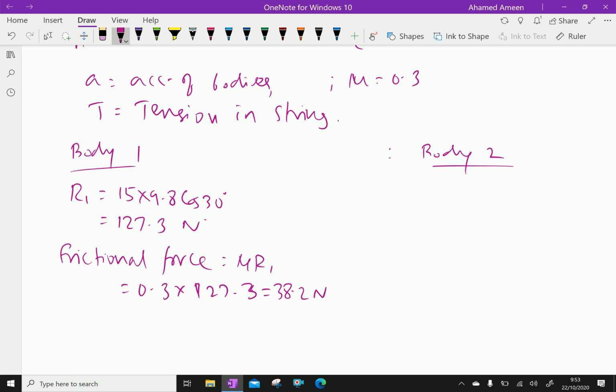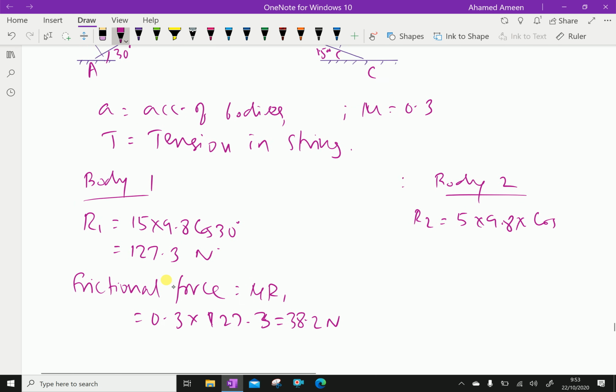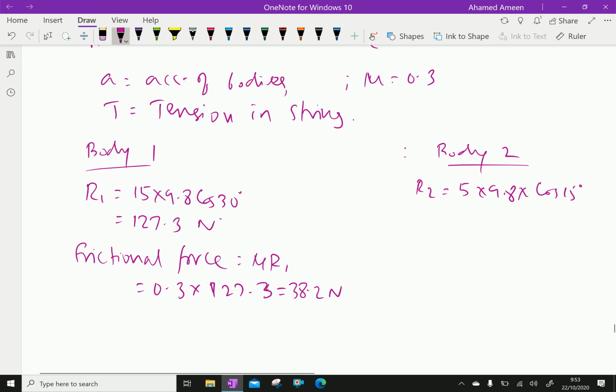For body 2, R2 equals 5 kg into 9.8 into cos 15 degrees, which gives R2 as 48 Newton. The frictional force mu R2 equals 0.3 into 48, which gives 14.4 Newton.